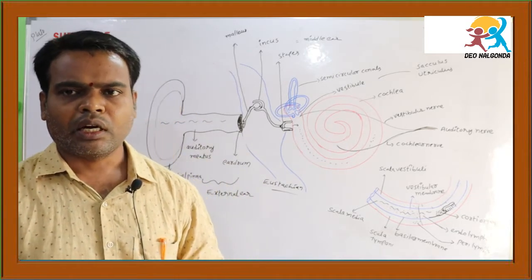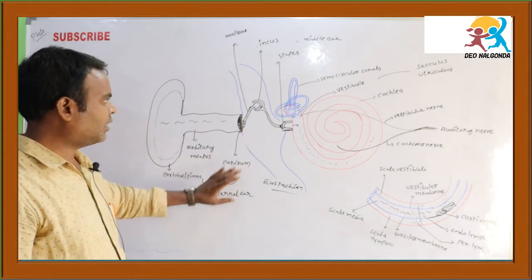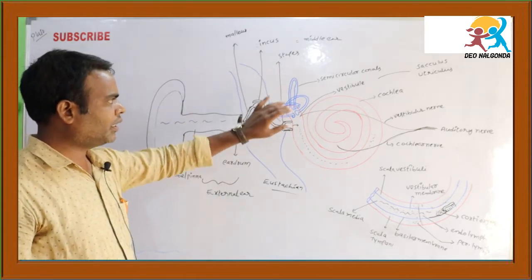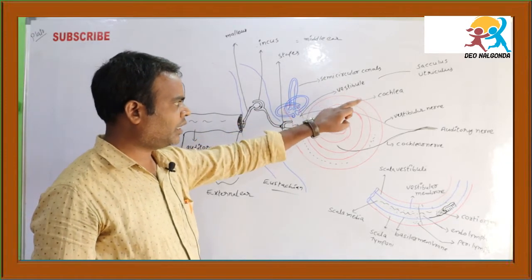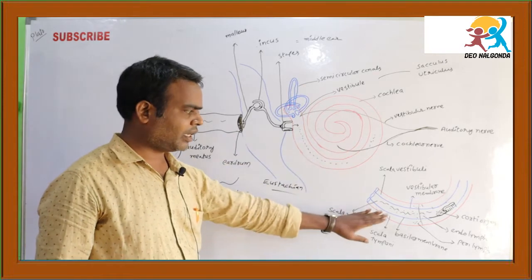So thus you can understand that the ear contains three parts: the external ear, the three bones of the middle ear, and the semicircular canals, vestibule, and cochlea of the inner ear, and the structure of the cochlea.